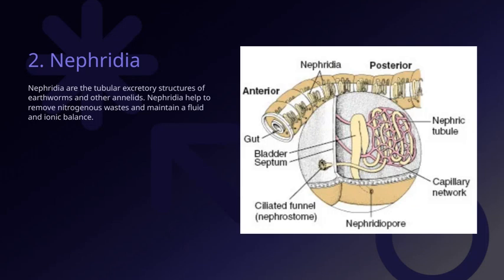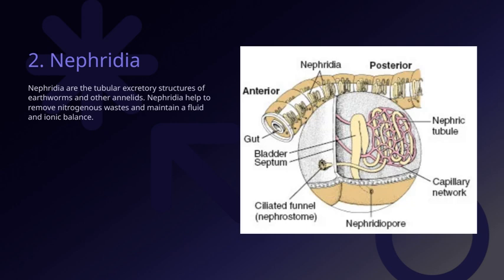Nephridia are fascinating structures because they serve as the tubular excretory organs in earthworms and other annelids. These tiny but vital organs play a crucial role in helping the organism get rid of nitrogenous wastes, which are byproducts of metabolism that need to be expelled to maintain health.